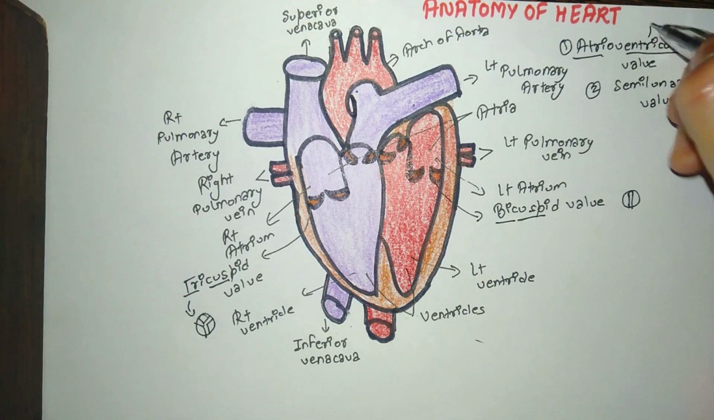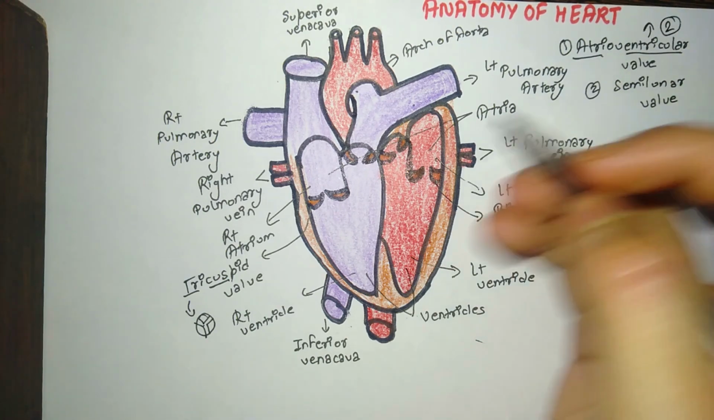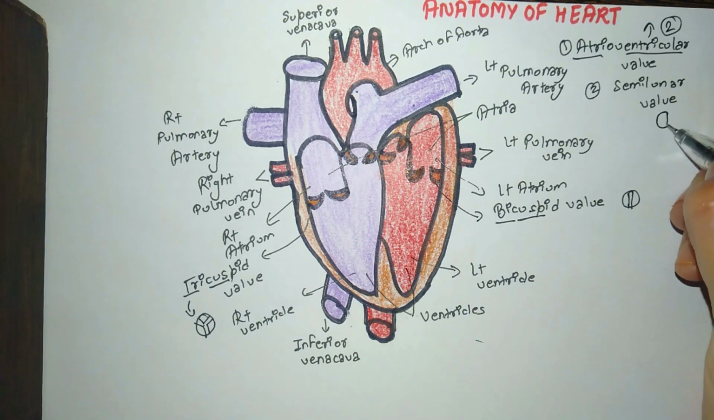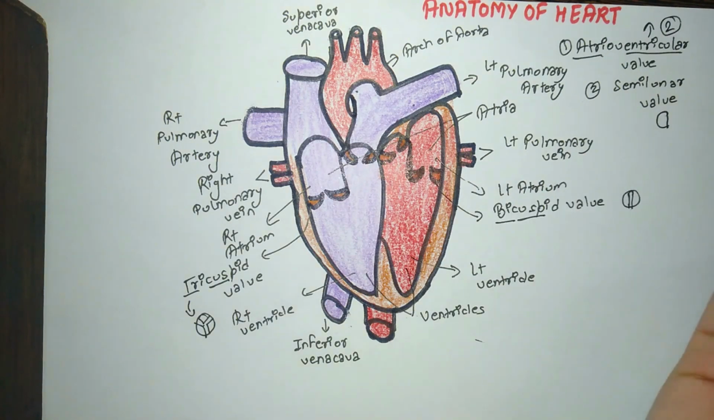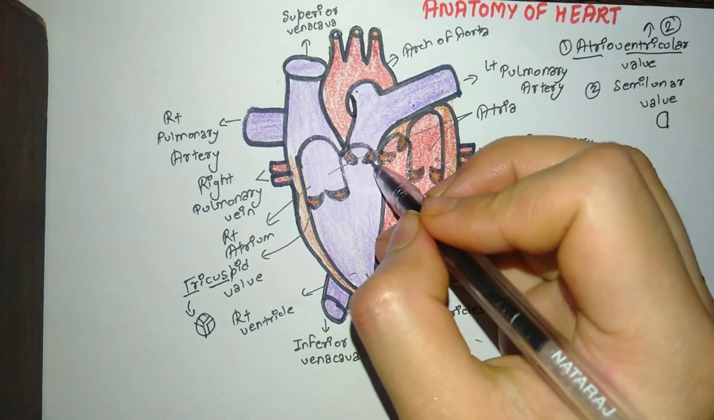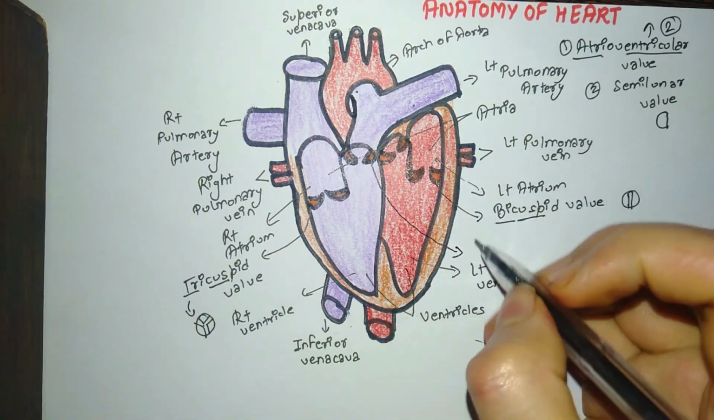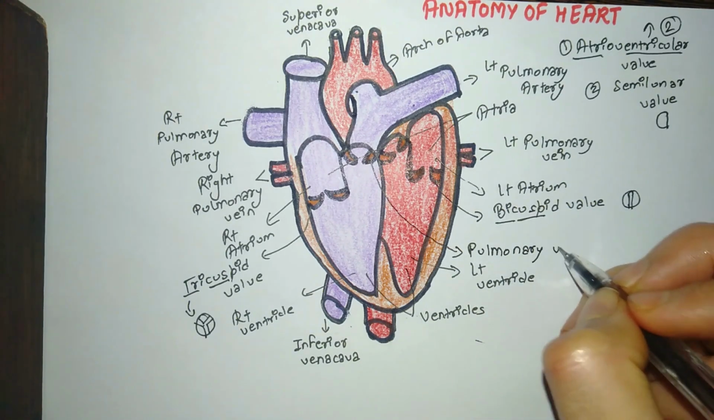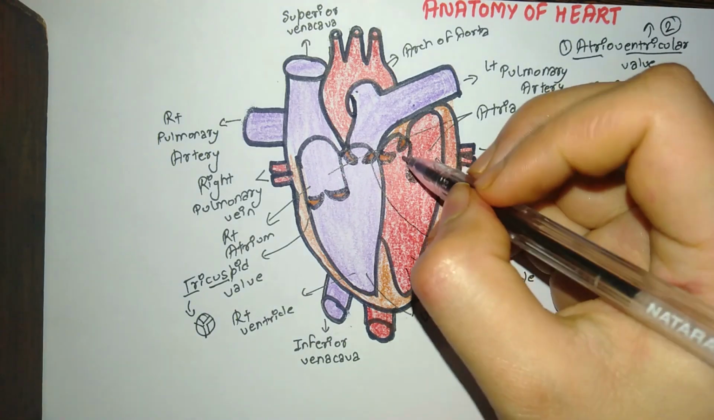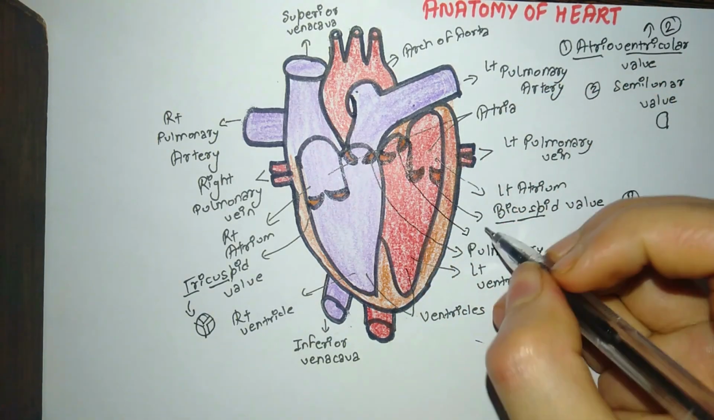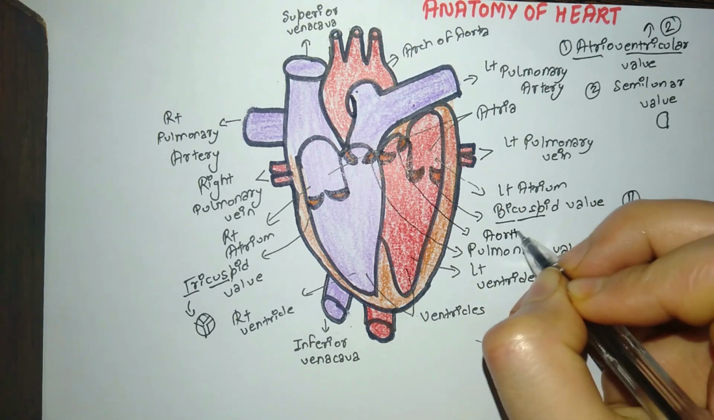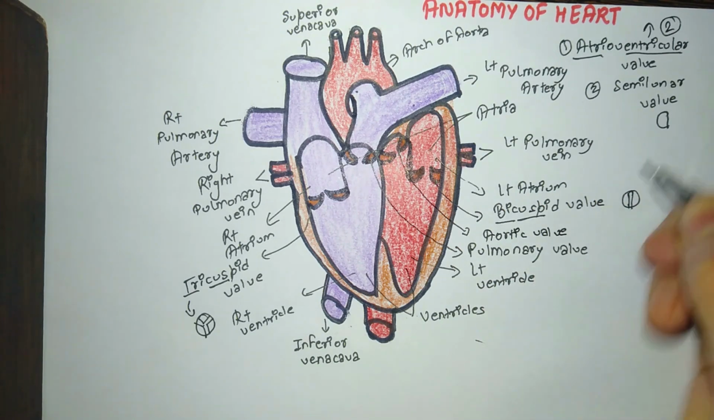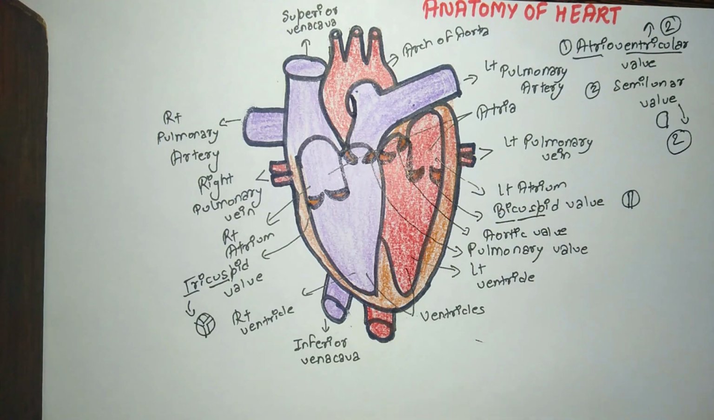So there are two atrioventricular valves, and another is the semilunar valve. Because of having the half moon shape, these valves are known as semilunar valves. This valve and this valve are the semilunar valves. The name of this semilunar valve is the pulmonary valve, from where the deoxygenated blood will go towards the lungs, and this valve is known as the aortic valve. So there are two semilunar valves.